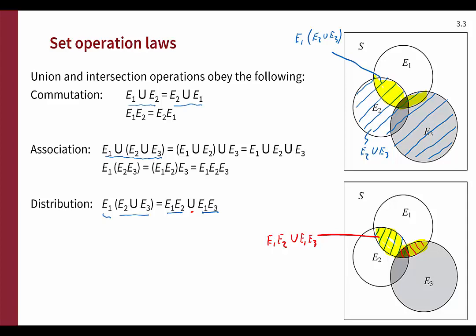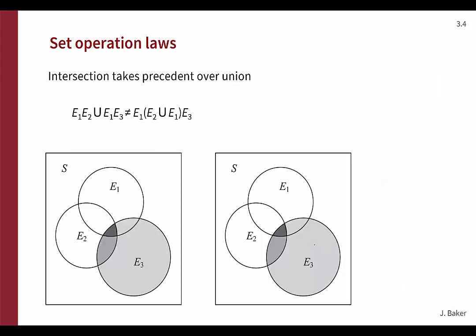Okay, so we've got this distribution type property. I think that's good. Let's talk about one more case. So if we don't have parentheses in there, we need to think about an order of operations. And in terms of order of operations, intersection takes precedent over union. So here, let's do a couple more Venn diagram calculations. So we've got the E1, E2, and E1, E3. And if we take the union of those, that's the calculation we did on the previous slide in the bottom.